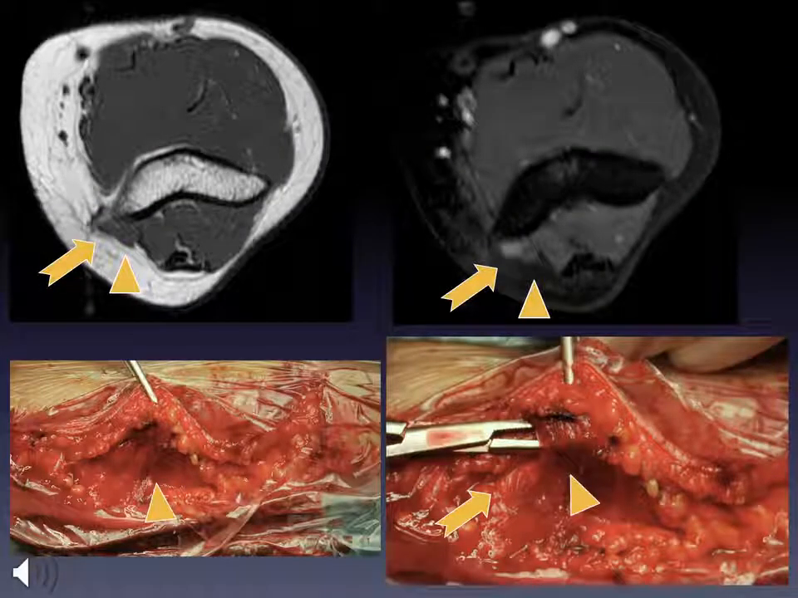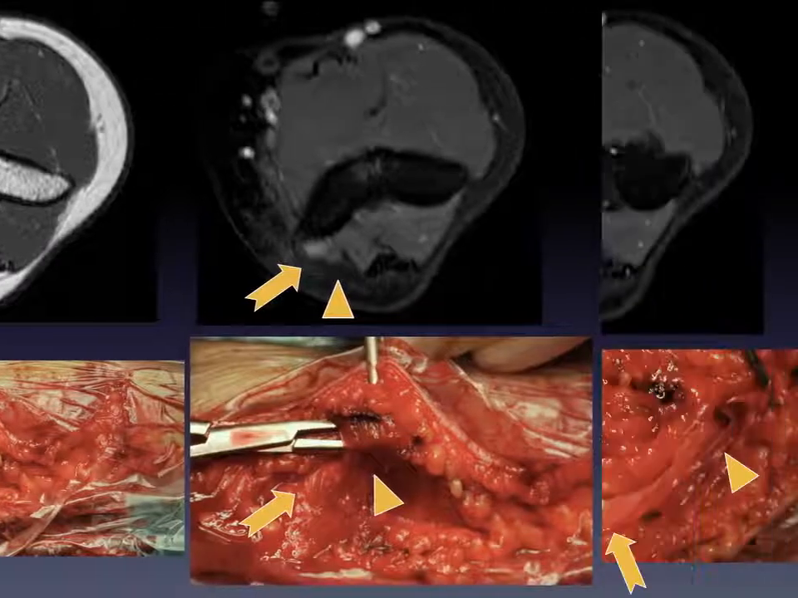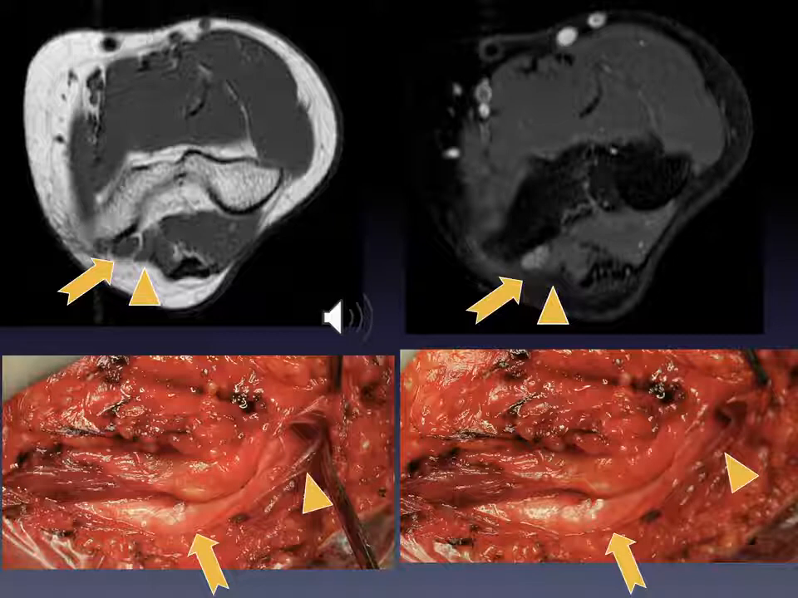Here we can see that the full arrow is pointing towards the ulnar nerve, while the arrowhead is pointing towards the prominent triceps medial head, as we can also see in the corresponding intraoperative pictures. Here too, in the T1 pictures and in the T2 fat saturation pictures, the arrow points towards the ulnar nerve, while the arrowhead towards the prominent triceps medial head, as we can also see in the corresponding intraoperative pictures.